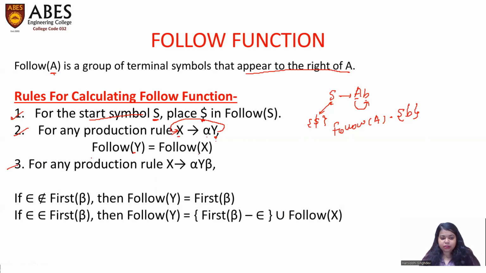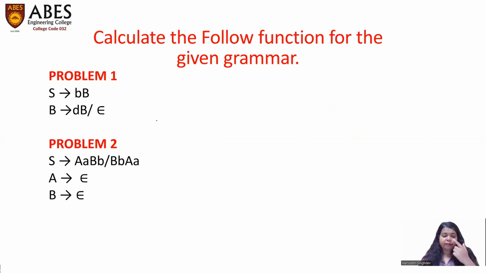X tends to alpha Y beta. Here, if we want to find the follow of Y, it depends upon beta, whether it contains epsilon or not. We have to see some examples, then I'll come back to these rules. Now, when we find follow, let's start.